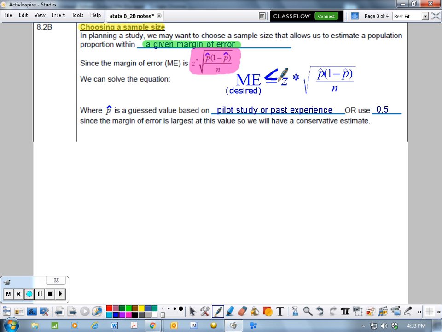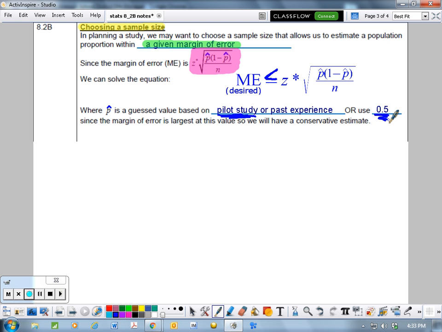Now, how do we know what p hat is going to be? Because we haven't done our study yet, so we don't know what p hat is. And so what we can do is use a guessed value based on a pilot study. So someone did a study beforehand, very similar to what we want to do. We can use their proportion. Or we can use 0.5.